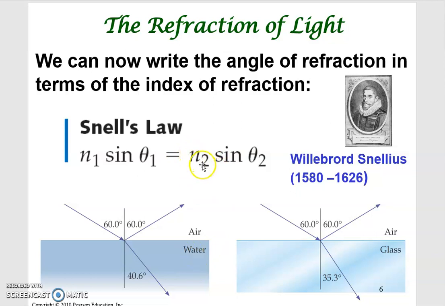So apparently, as I already explained to you, because n2 is bigger than 1, therefore theta 2 will be smaller than 60 degrees. And why it is 40.6 is determined by the coefficient index of the refraction. If you change the material for n2, you change the coefficient of n2, so theta 2 will be different. And the glass is more dense than water, so the angle of refraction is even smaller.